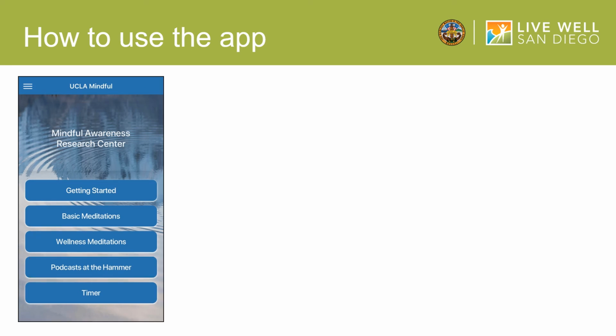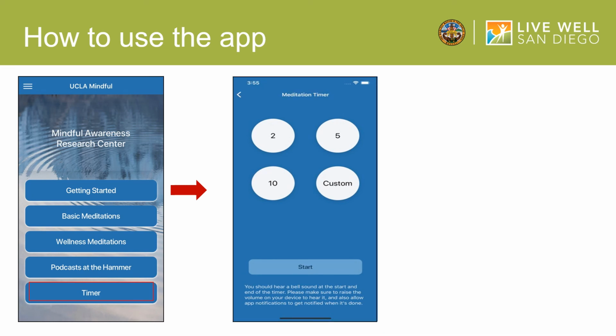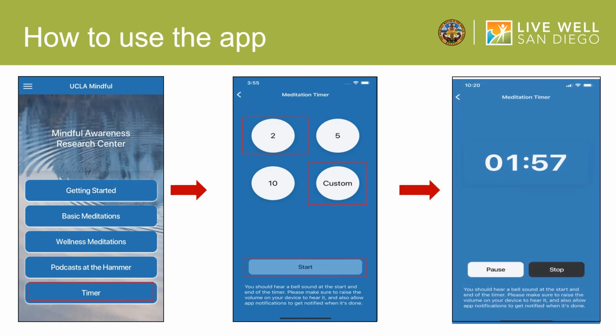And this time, we will click on the timer. You can customize your own meditation and select the time you want to meditate for. You can either select from the time listed here, or you can click on Custom. For today, we will select the 2 minutes. And after, click on Start. After your time is up, you should hear a bell.